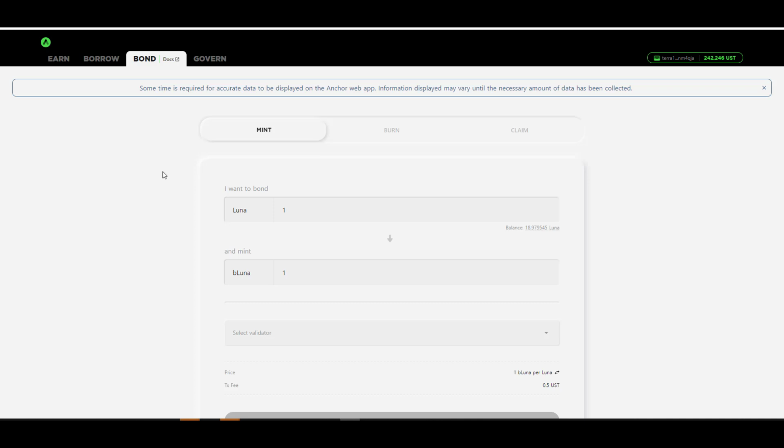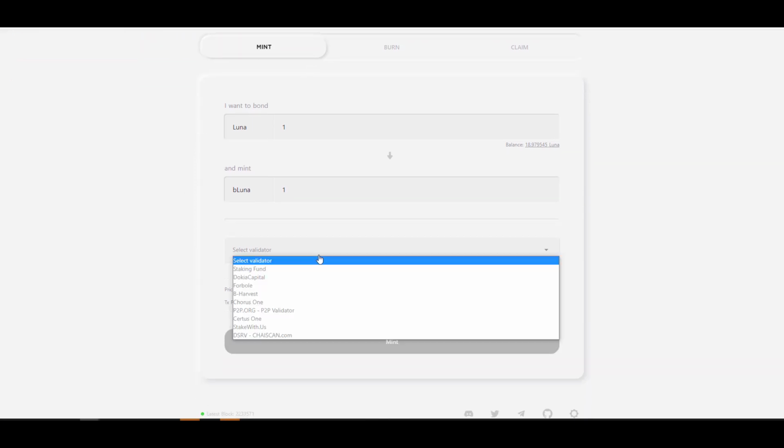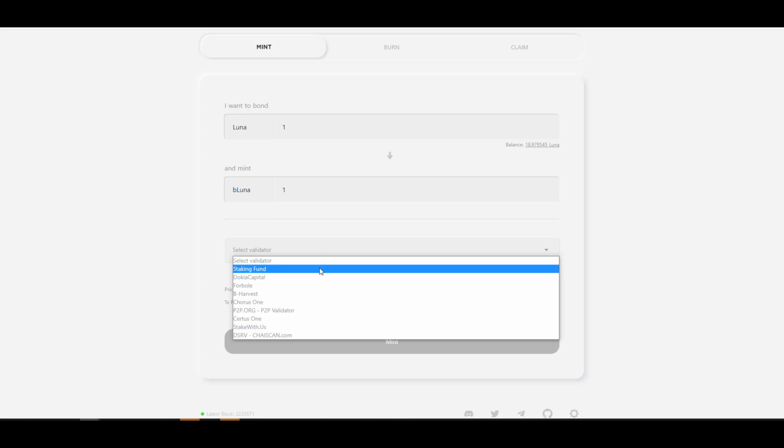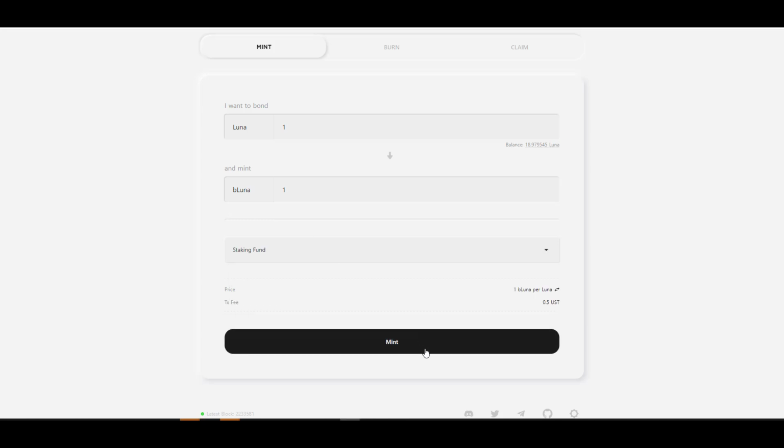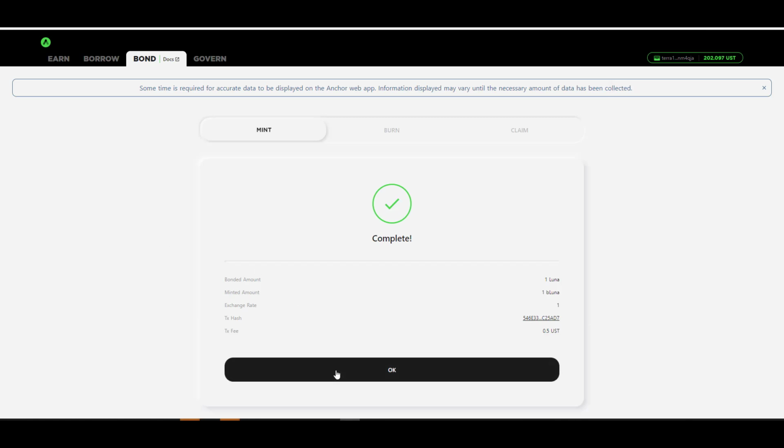But let's say you wanted to mint some BLuna on the platform. The first thing you're going to have to do is go over here to the bonds tab, type in the amount that you want to convert. Once you've typed that in, scroll down, select a validator of your choice, then go ahead and click on mint. You'll have to approve the transaction. Once your transaction is approved, click OK.